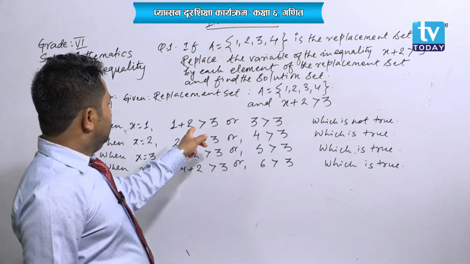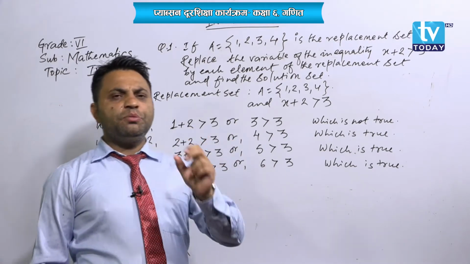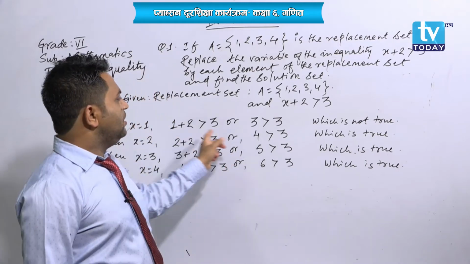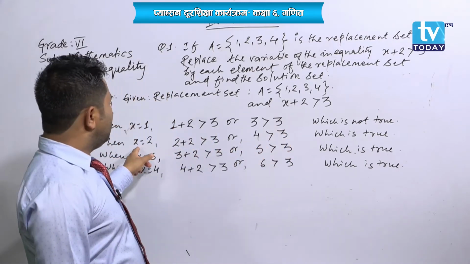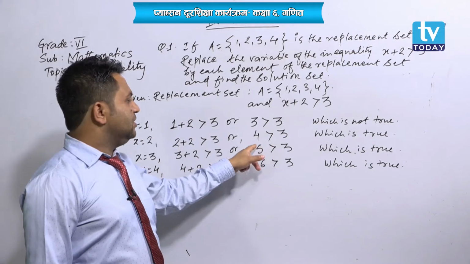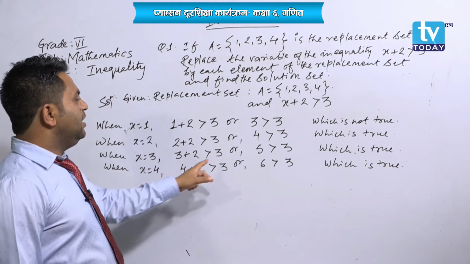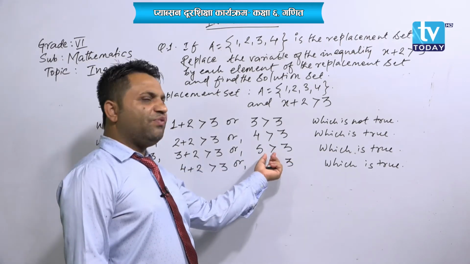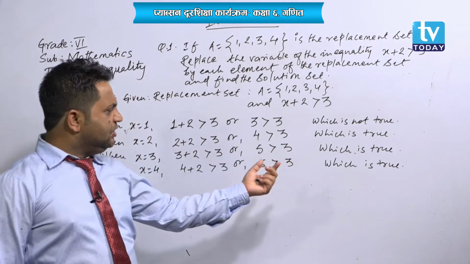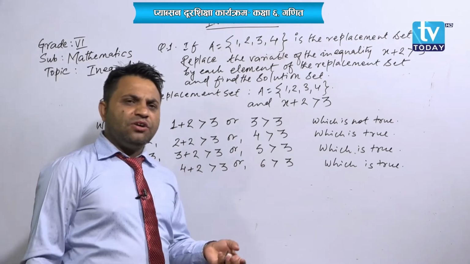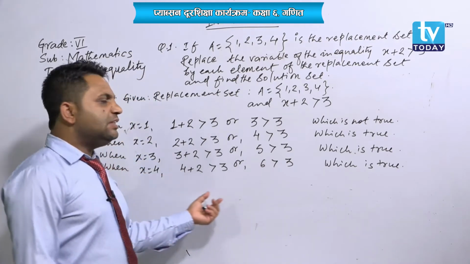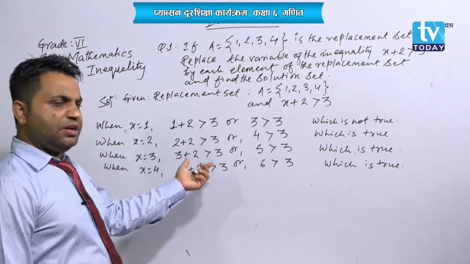Now here, when you replace the value of x by 1, then this is not true. When you replace the value of x by 2, then this condition is true. And when you replace the value of x by 3, then this is also true, because you are getting 5, and 5 is greater than 3. And when you replace the value of x by 4, then again this statement is true in this condition.